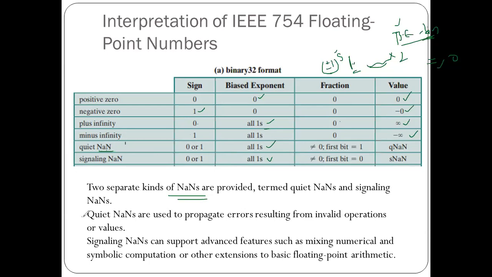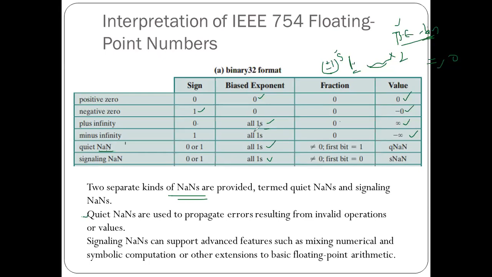Depending on the application, depending on the value that we are resulting, QNaN or SNaN are available. So these are application dependent notations. Basically, NaN is not a number. This is the 32-bit single precision format.